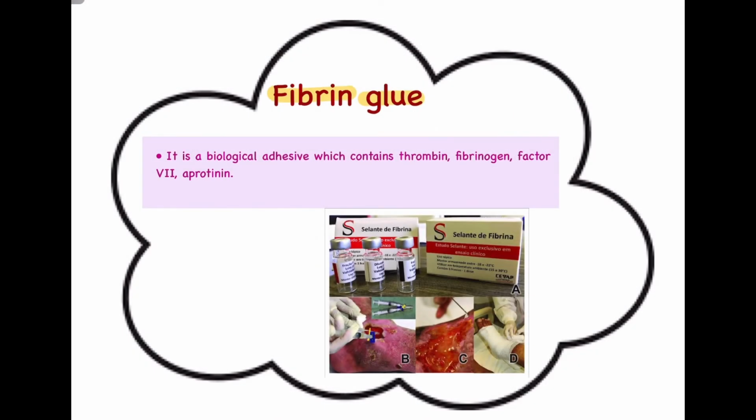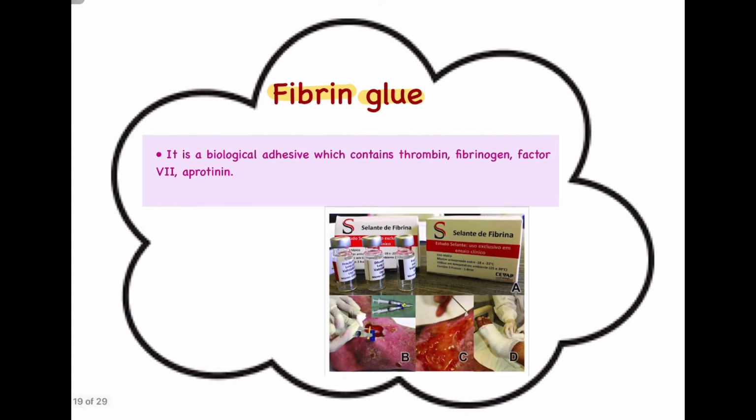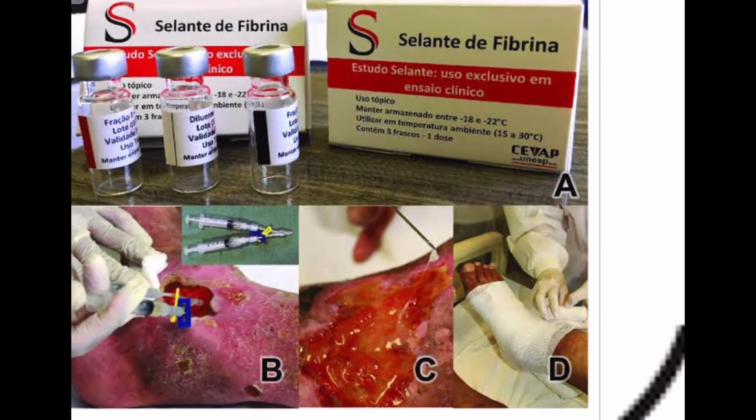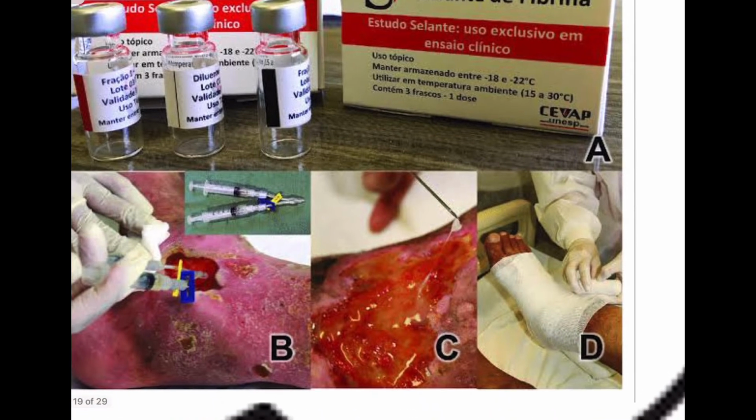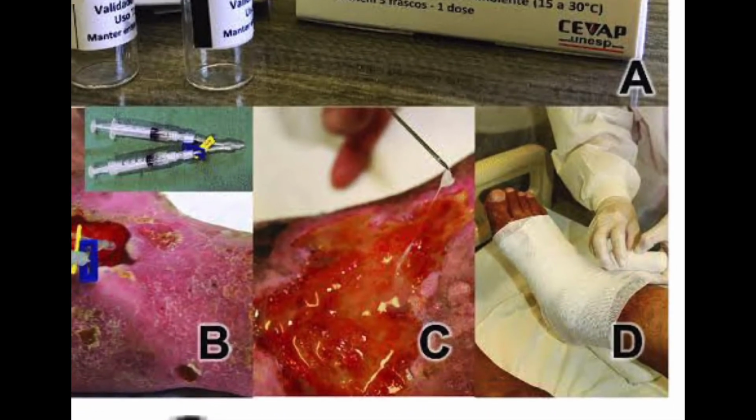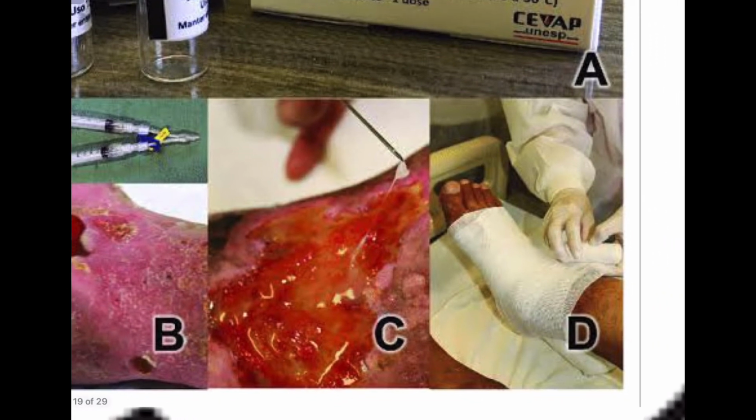Next up we have fibrin glue. Fibrin glue basically is a biological adhesive, and it contains thrombin, fibrinogen, factor 7 and aprotinin as well. Okay, so this is fibrin glue. As we can see in picture B, this is an open wound, and here with the help of a syringe we are injecting our fibrin glue. In picture C, we can see a very sticky gelatinous kind of thing over the wound. This is our fibrin glue, and then we are giving the dressing to the patient.